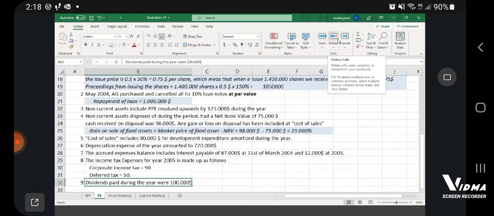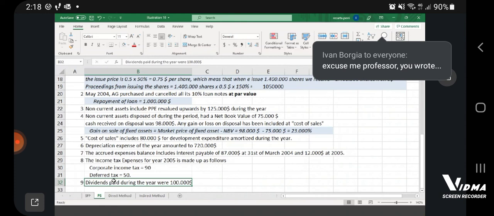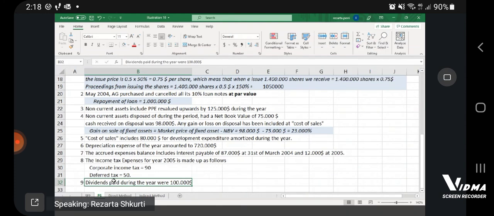We are also given information about the dividends, and we are told that the dividends paid during the year are $100,000. Sometimes we need to calculate the dividends because they are not provided for us, but some other times you see that it is there. No need to calculate that. Any questions so far? Something that you want to know before we continue?